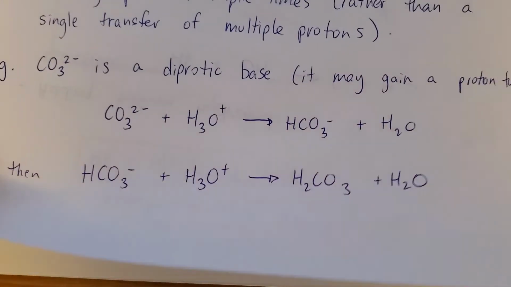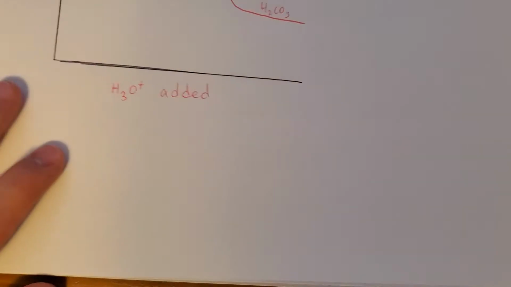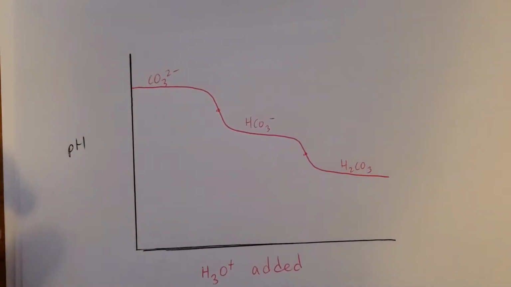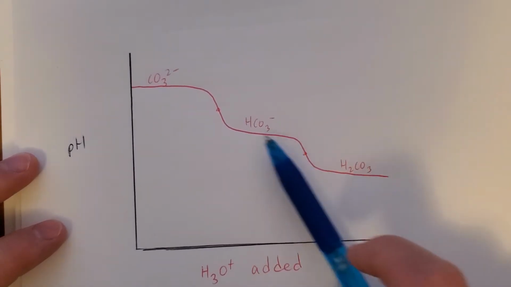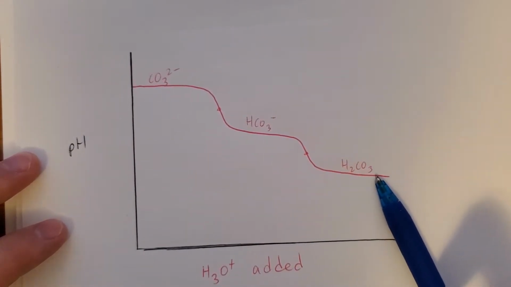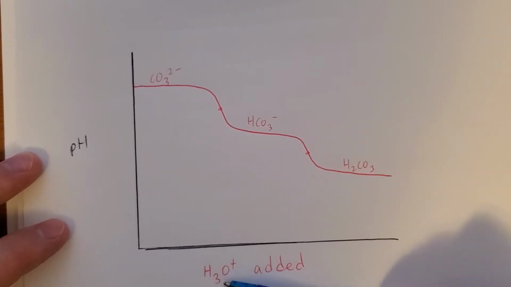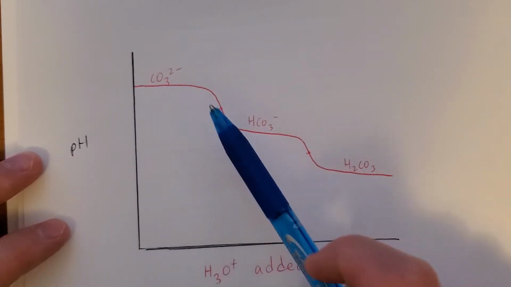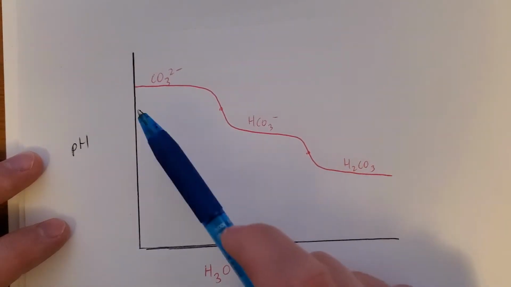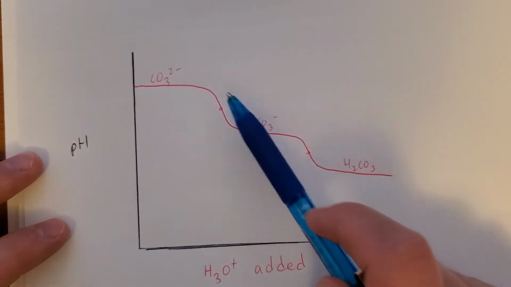It looks like this. If you were going to titrate CO3 with H3O, it would look something like this. So two equivalence points, not a single equivalence point getting you to H2CO3. Doesn't matter the concentration of H3O. You could be adding 10 mole per liter stuff. You're still going to see two proton transfers, not a single transfer of two.